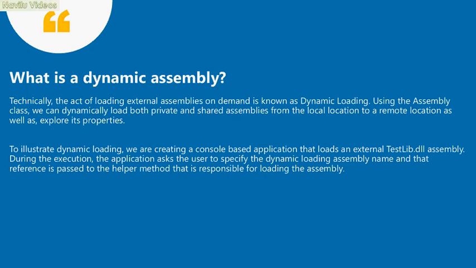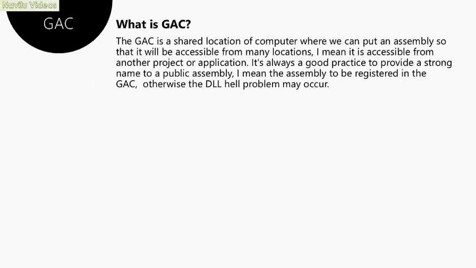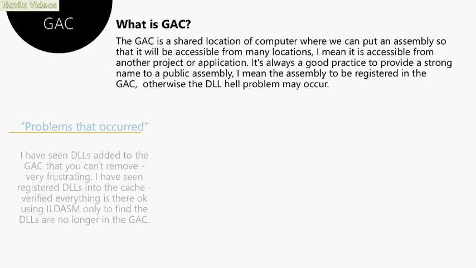GAC. What is GAC? The GAC is a shared location of a computer where we can put an assembly so that it will be accessible from many locations. I mean, it is accessible from another project or application. It's always a good practice to provide a strong name to a public assembly, I mean the assembly to be registered in the GAC, otherwise the DLL hell problem may occur.